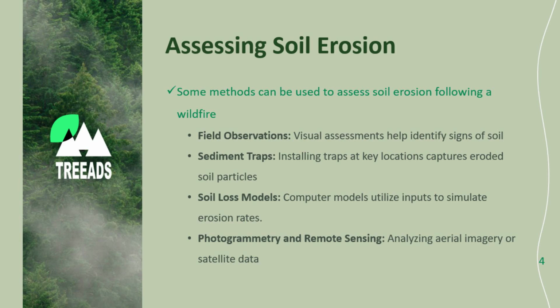Some of the most common techniques are: A. Field observations. Conducting visual assessments of the burned area can help identify signs of soil erosion. Look for evidence of gully sediment deposits or significant topographic changes.